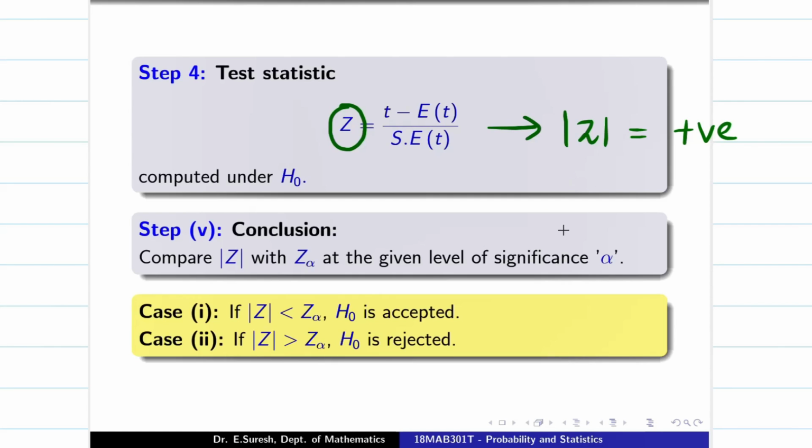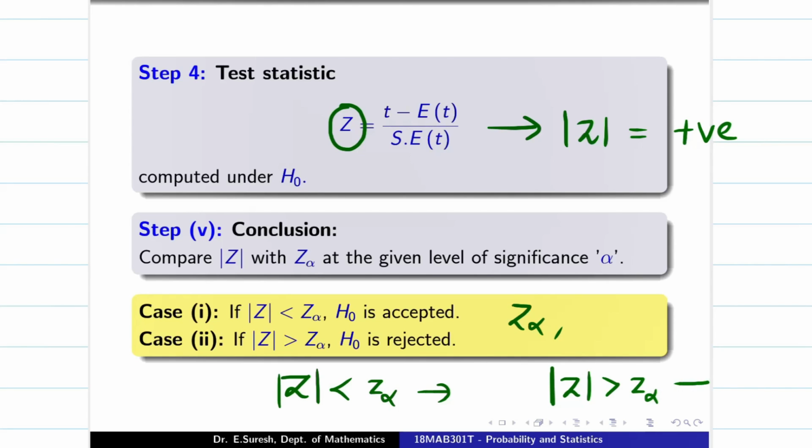So once you find mod Z, you can find Z alpha, that is the tabulated value, and if my modulus value is lesser, H naught is accepted. As I said, the clue: if you have less money, you will be accepted everywhere in a safe way. If you have more money, you are in a danger zone. You should be cautious and careful. H naught is rejected, so you will reject many places to travel for safety purposes.